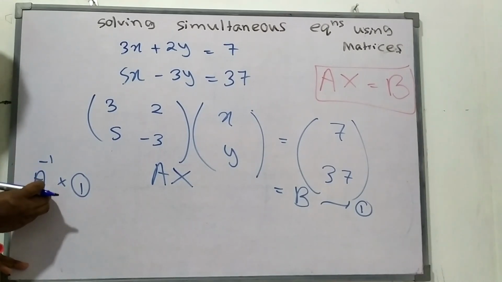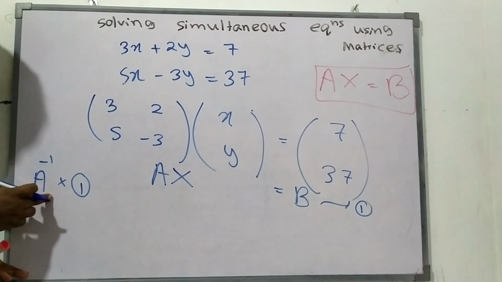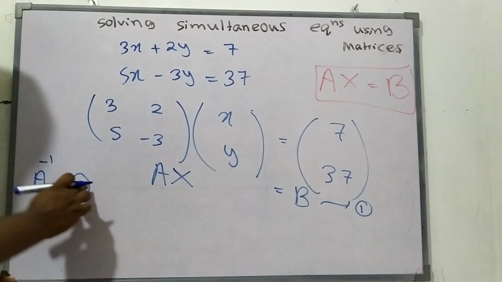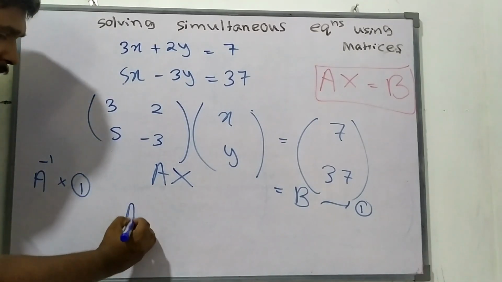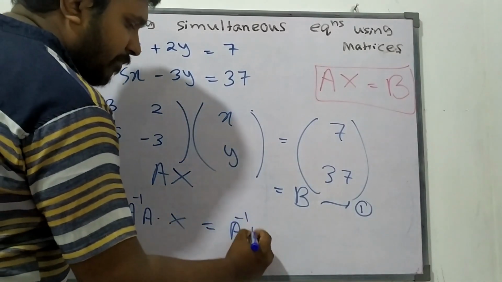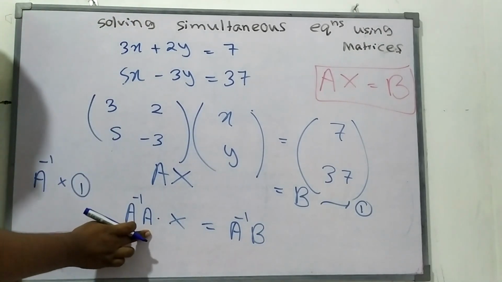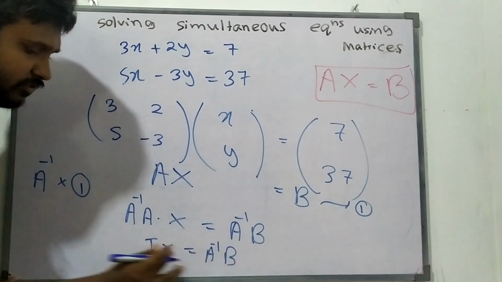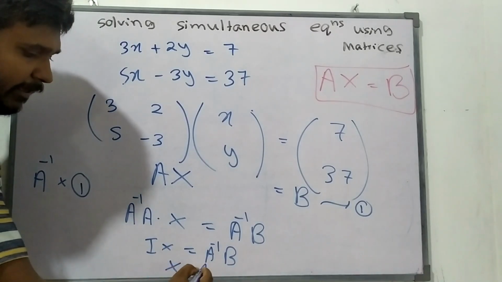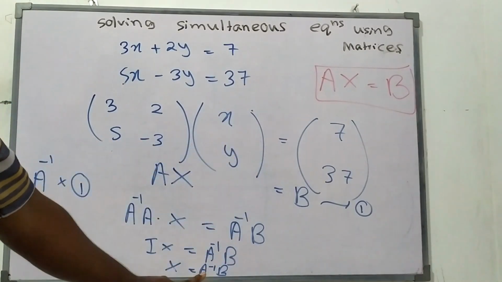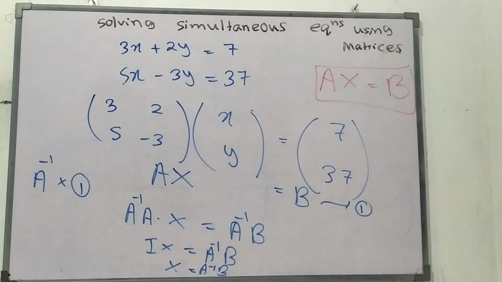So always the multiplication should be in the front. The introduced one should be in the front, right? Then it will be A inverse A x, A inverse B. What is A inverse A? It's I x into A inverse B. So Ix means x, no? A inverse B. So how to find the x, the variables? It's A inverse into B.